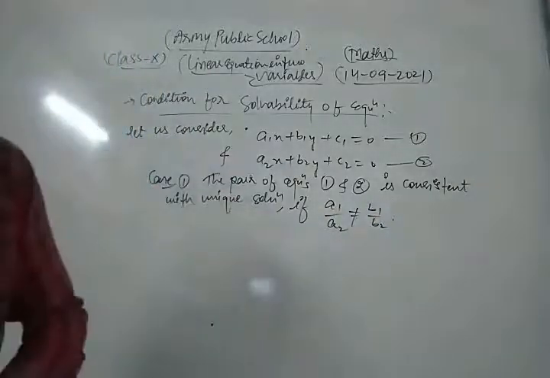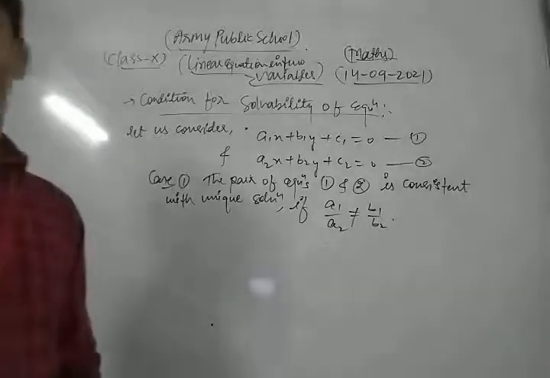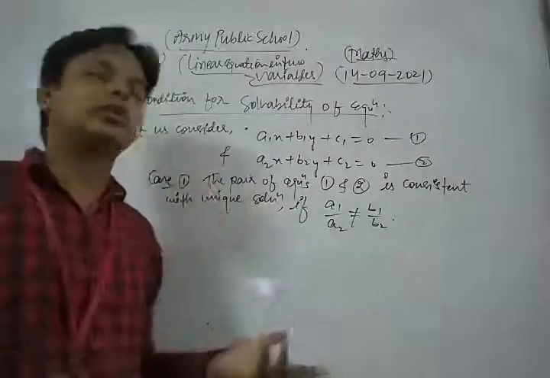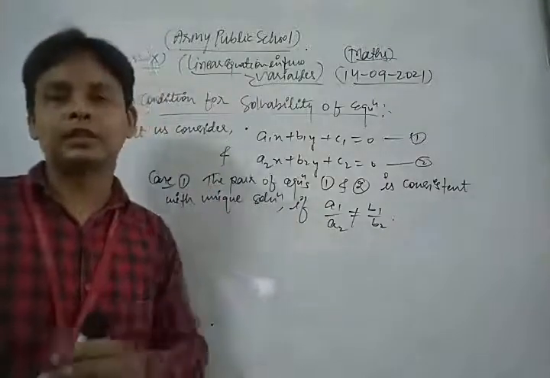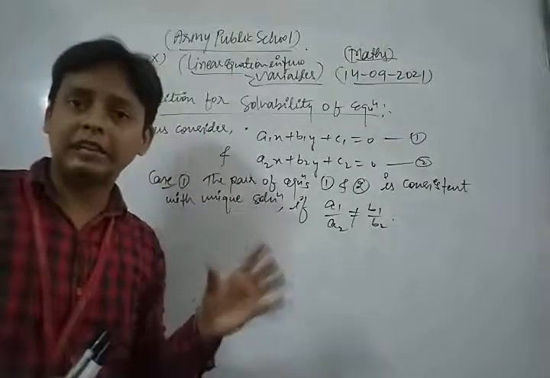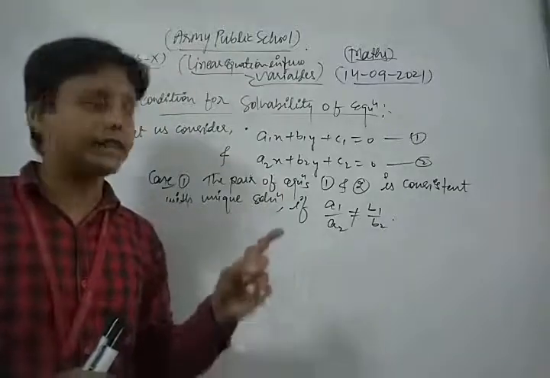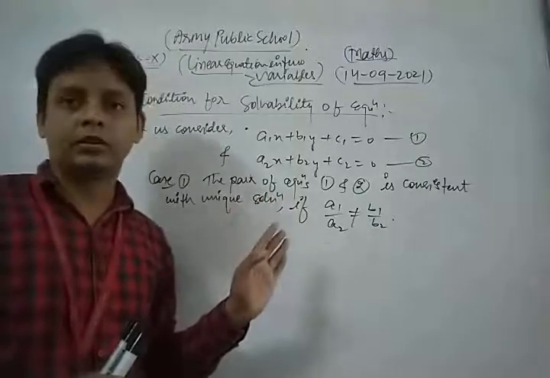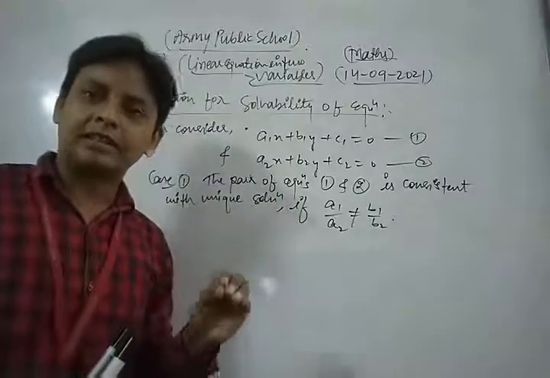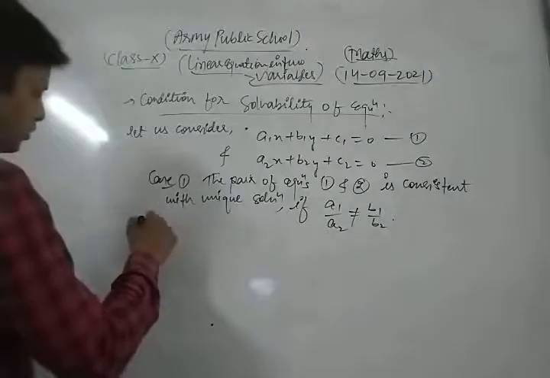This is a very important concept: in that condition the system of equations has a unique solution. You know that a linear equation in two variables always represents a straight line. So if the lines intersect each other in exactly one point, then it is said to be consistent with a unique solution. Means the pair of straight lines intersect at one point.